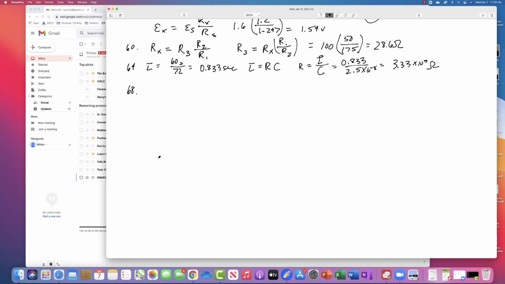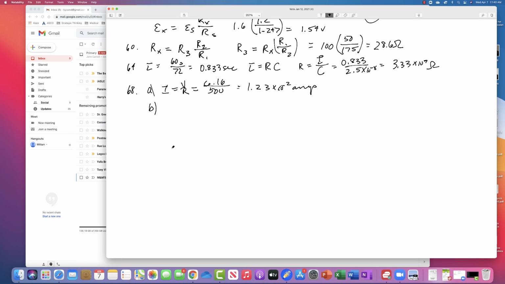A 500 ohm resistor, an uncharged 1.5 microfarad capacitor, and a 6.16 volt EMF are connected in series. What is the initial current? Okay, the initial current for this, I is equal to V over R, Ohm's law, and so this is going to be 6.16 divided by 500, or 1.23 times 10 to the minus 2 amps. So that's the initial current.